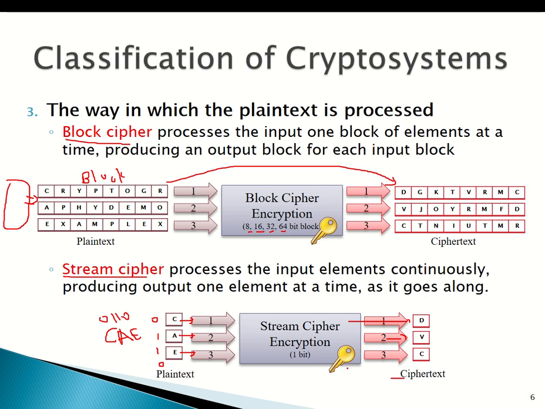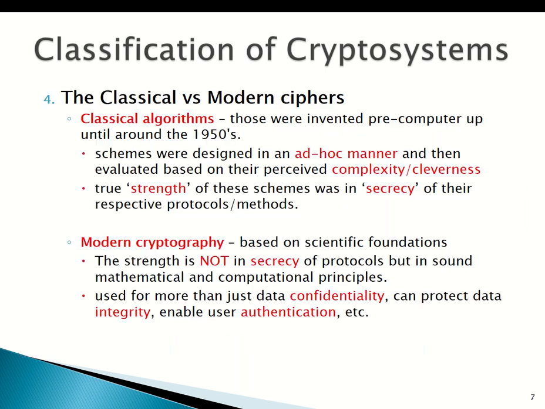So these are called the block cipher and the stream cipher. The stream cipher size is just one bit, but the block size varies: 8, 16, 32, or 64 bits. Now this is the third classification. The last classification, we can classify as the old way of encryption or the new way of encryption. So we call it classical and modern ciphers.